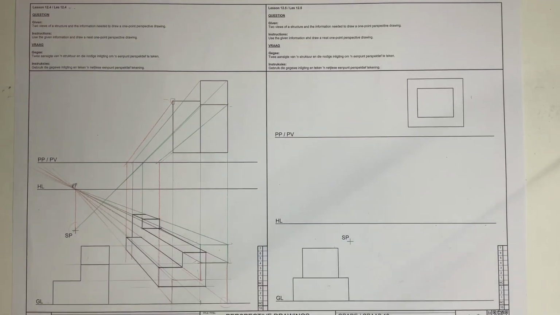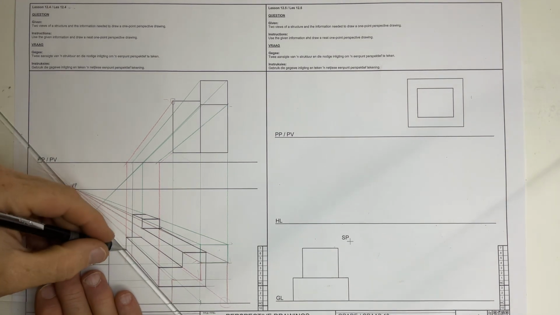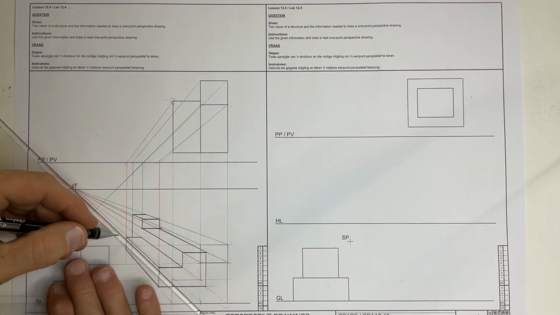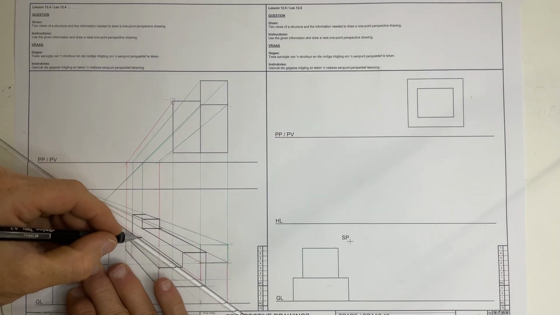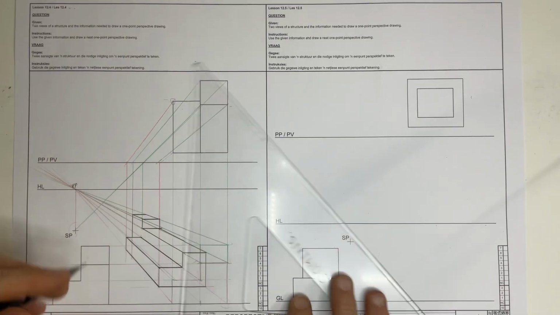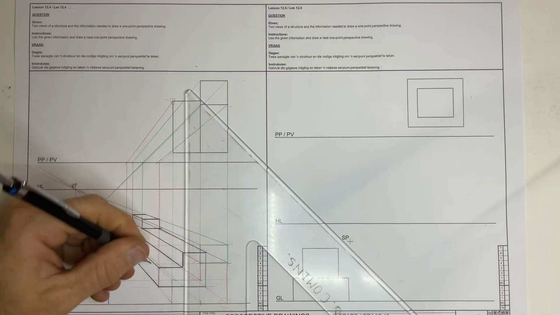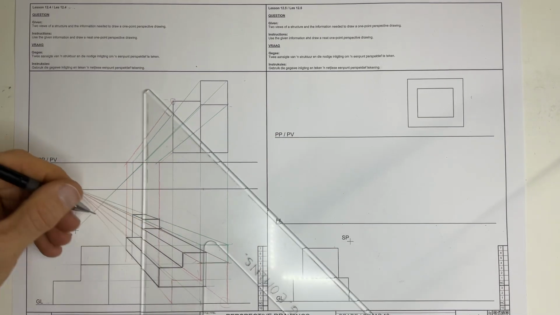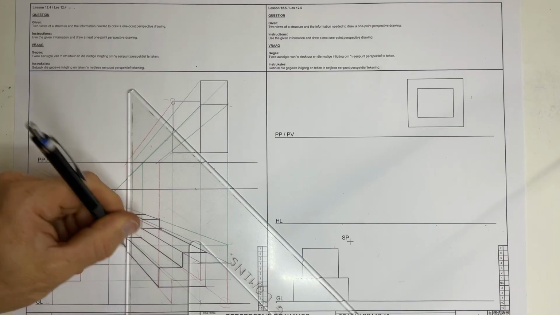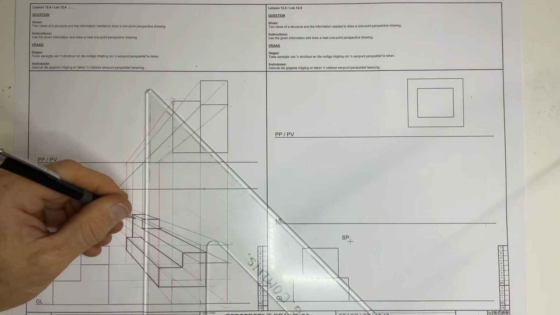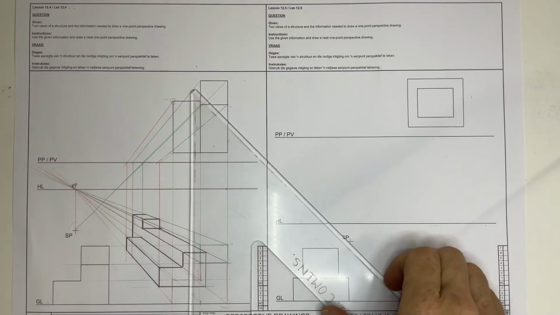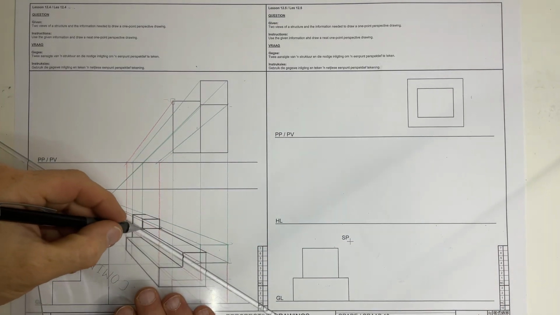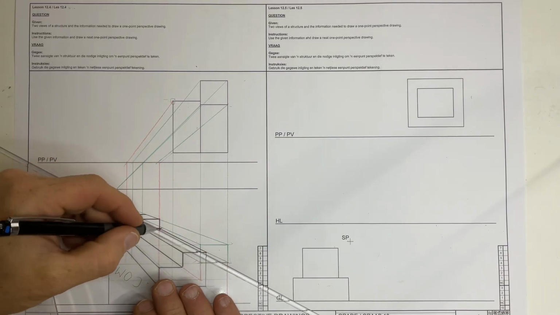Okay, that's that stuff done, and I just need to draw in lines coming from there to there, line going from there to there, and we just keep on going. Ooh, that's water.